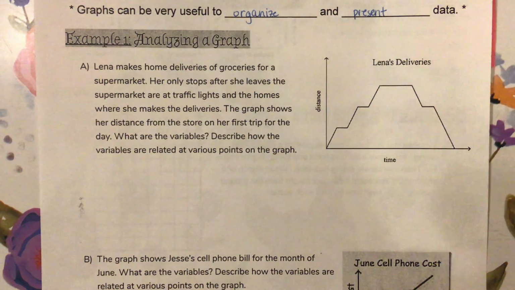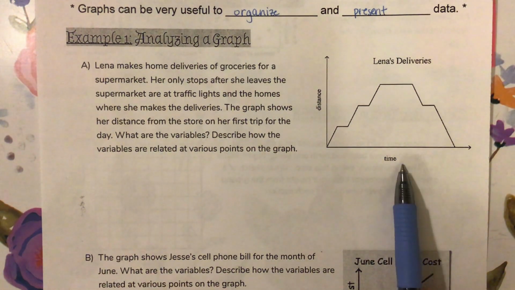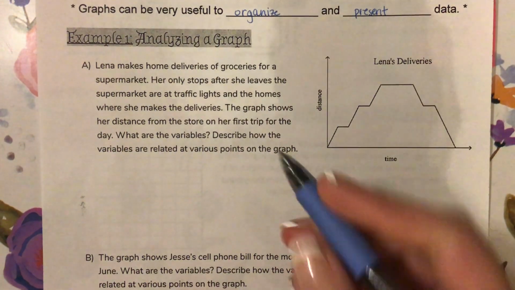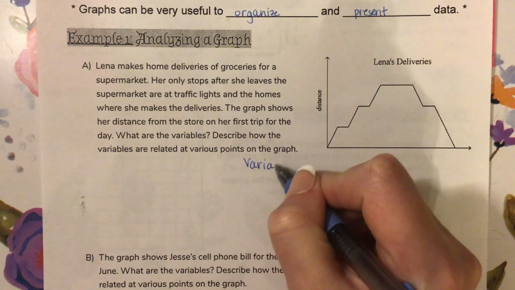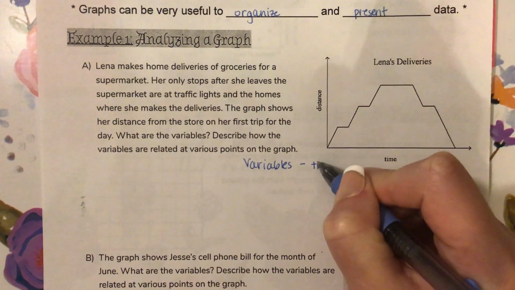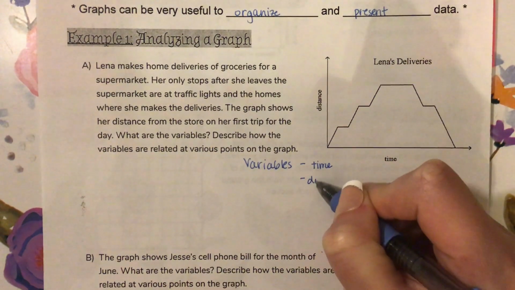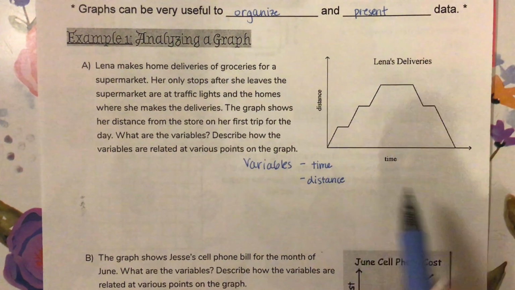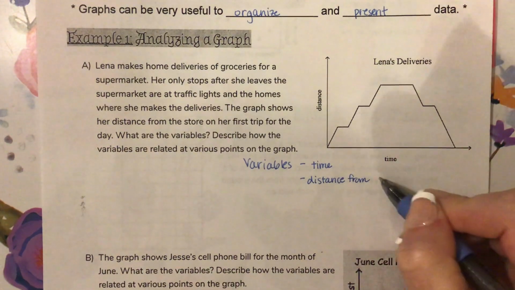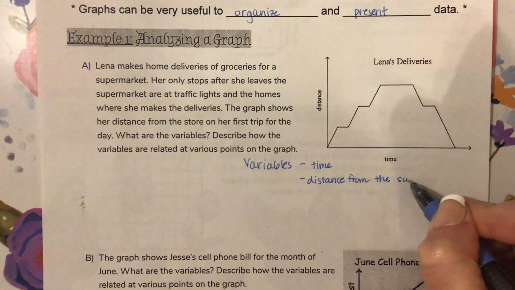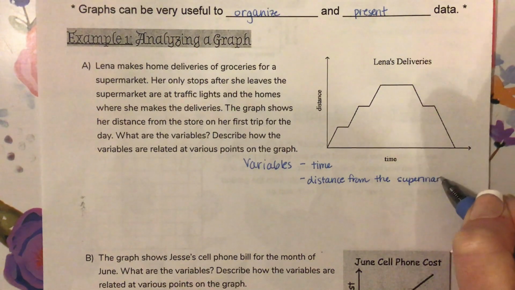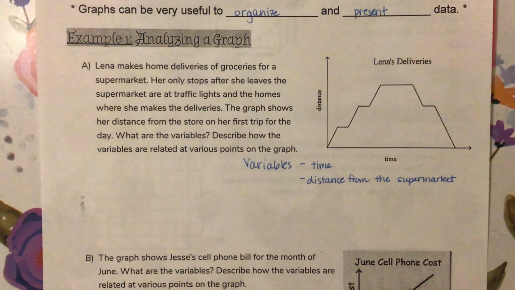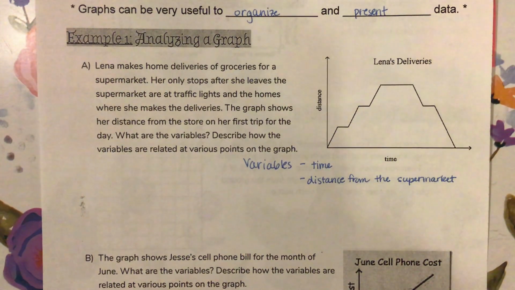So what are my two variables? To locate your variables, you can oftentimes look at the labels on the axes. So my variables are time and distance, but I'm going to be a little more specific about distance. I'm going to say distance from the store, or supermarket is what they call it, but same difference. So these are the two quantities that I'm comparing, and now we're just going to pick a couple points on the graph and kind of describe what's going on.